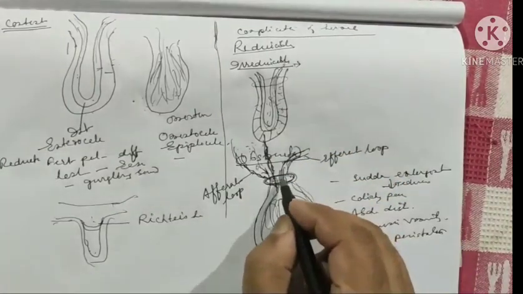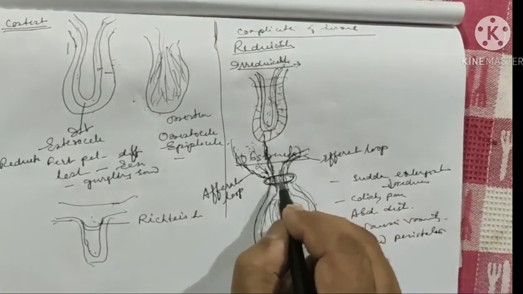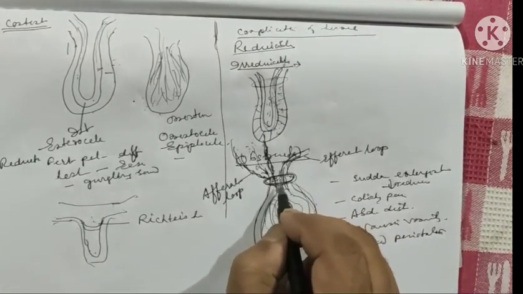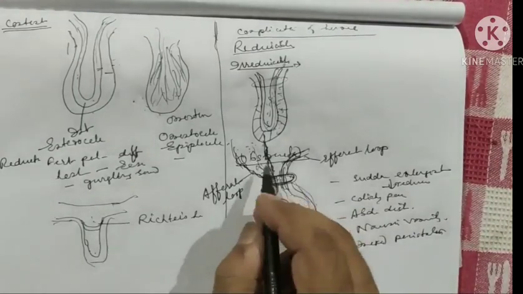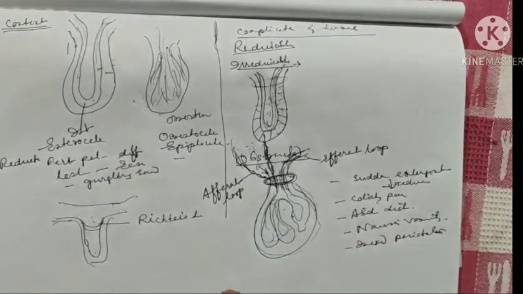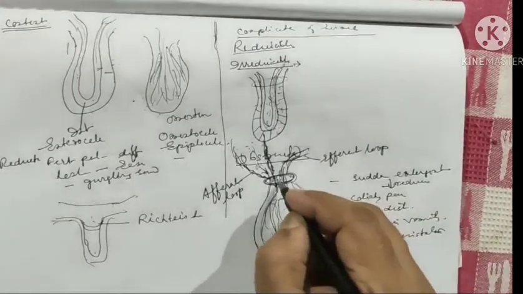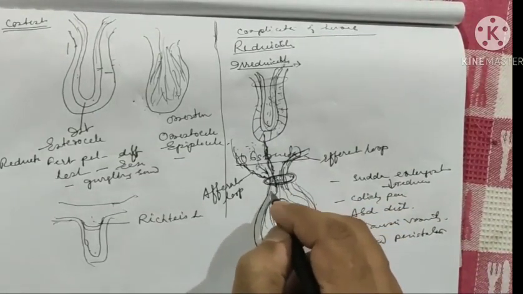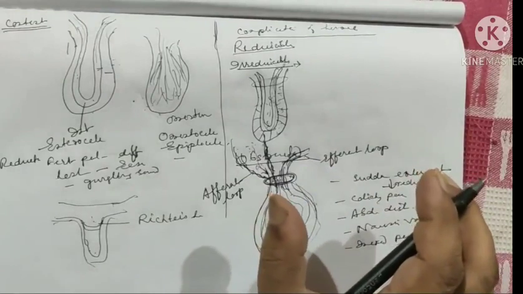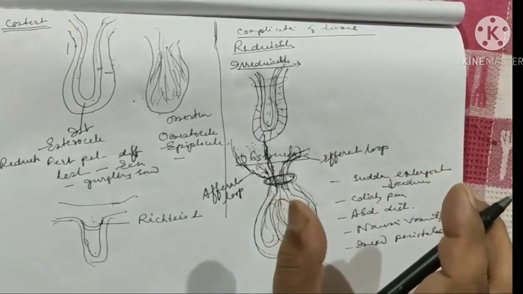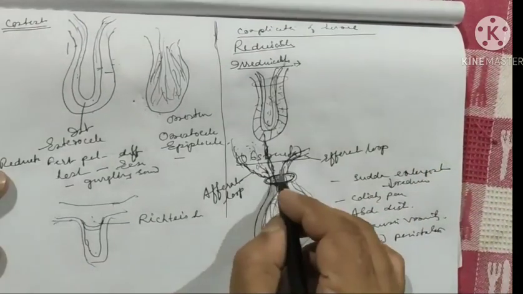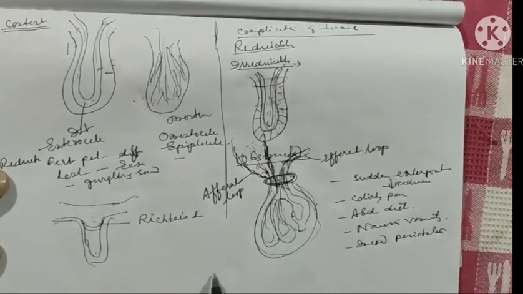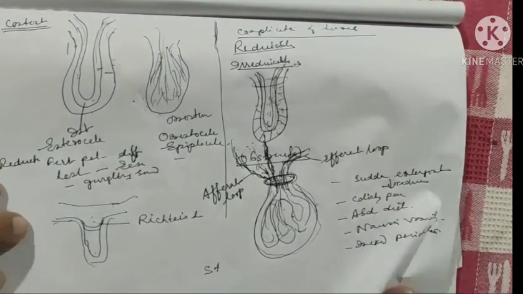If this obstruction persists, there may be some sort of compromise of the blood supply. Here in obstructed hernia, the blood supply will not be compromised. So the blood supply will be intact. Only the intestinal lumen will be compressed, and that will lead to the obstruction of the intestine. If the blood supply is compromised, then it will be known as strangulation.